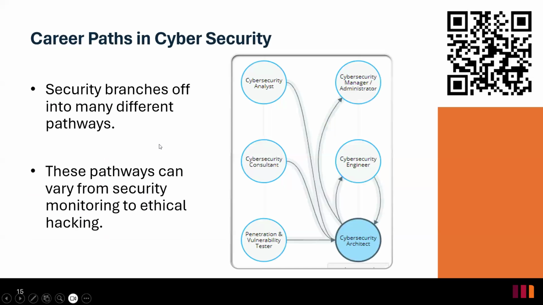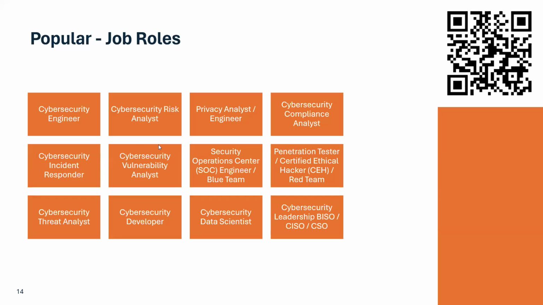Here I will be giving you a short intro about each of these job roles. There are various job roles related to cybersecurity. You can be a cybersecurity engineer, an incident responder, a threat analyst, a developer, a vulnerability analyst, a risk analyst, a privacy analyst engineer, or an SOC engineer, security operations center, or you can be a data scientist. You can also be in leadership: BISO, CISO, business information security officer, chief information security officer, chief security officer. This will be at the higher end of the spectrum. Similarly, the popular one, the CEH, certified ethical hacker, or you can become a compliance analyst. I will be giving you a quick intro about each and every job role.